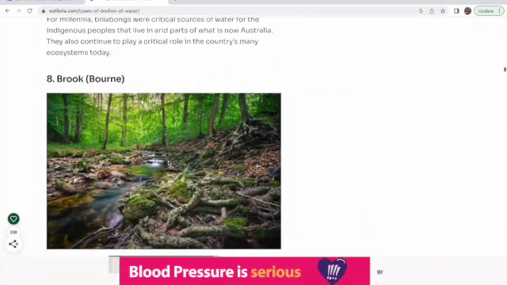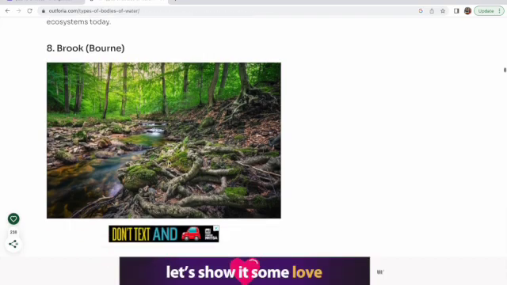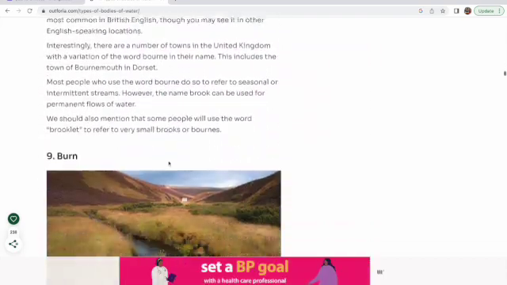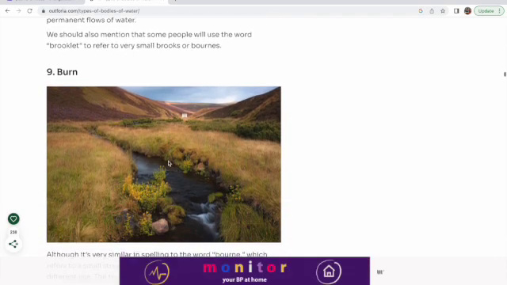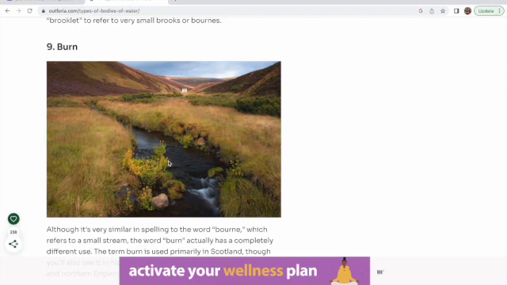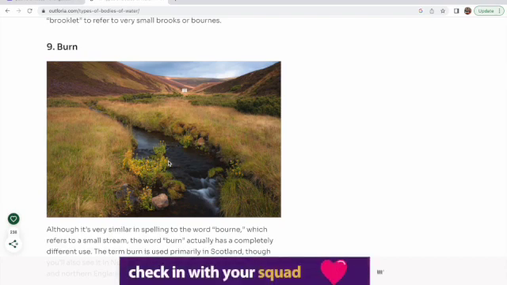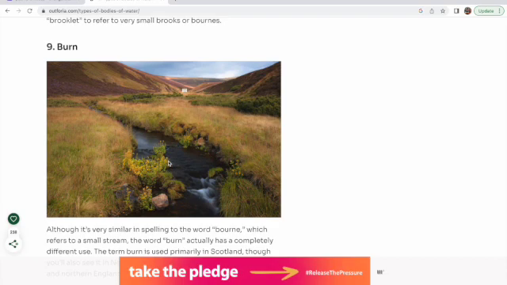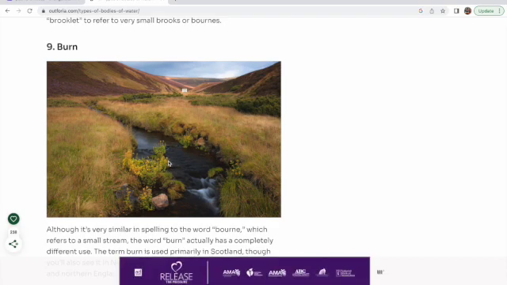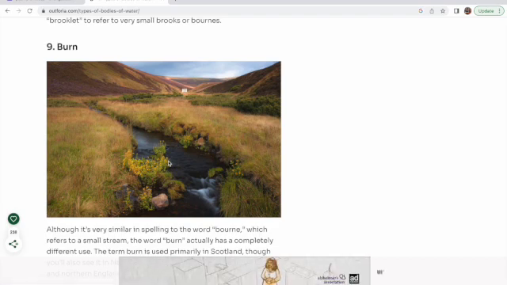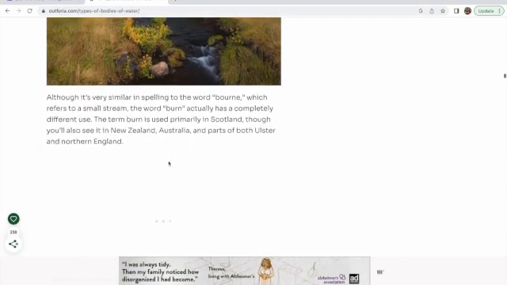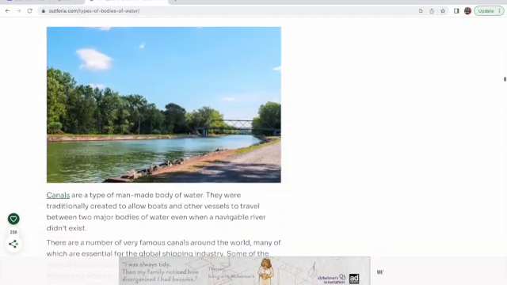A brook: we have this in tropical forests in the Philippines and Southeast Asia. A brook can also be called a bourne. We also have a burn. I think we have this in the Philippines as well. I have seen such in the mountains of Sierra Madre, and I think also in parts of Mount Banahaw. I haven't explored the islands in the Visayas and Mindanao yet, but probably in Bukidnon we could find this water form. A canal is actually a man-made body of water used as a passageway for the transport of people and mobility.